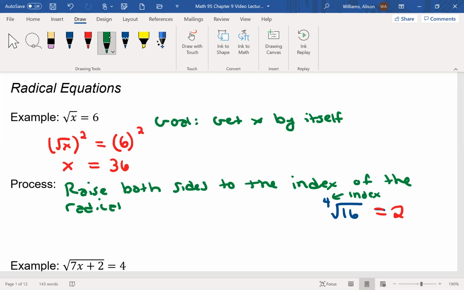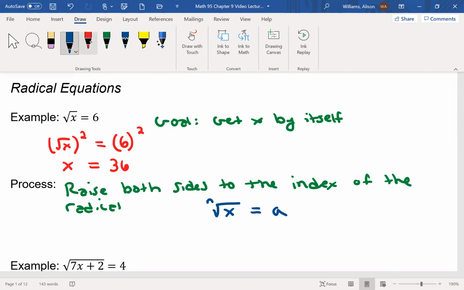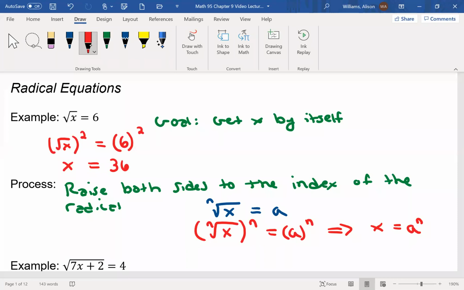If we're talking about a general index, let's say the nth root of x equals some number a, then to solve this, I would raise both sides to the power of n. Oops, I forgot the nth root. To whatever that index is. And that is going to get rid of the index and leave me with x by itself.